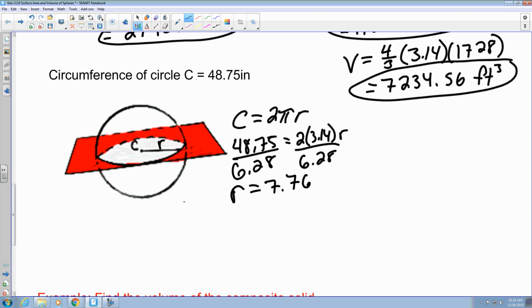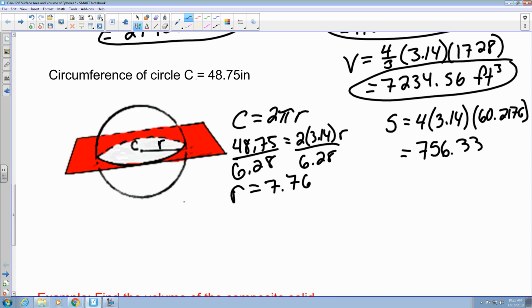7.76. Okay, so looking at surface area for this is going to be 4 times 3.14 times 7.76 squared, which gets me 60.2176. So 60.2176 times 3.14 times 4. I get a surface area in this situation of 756.33, and it was inches, so it's square inches.